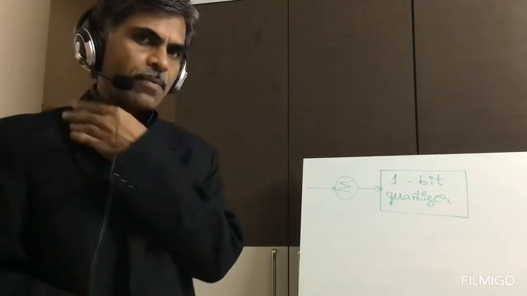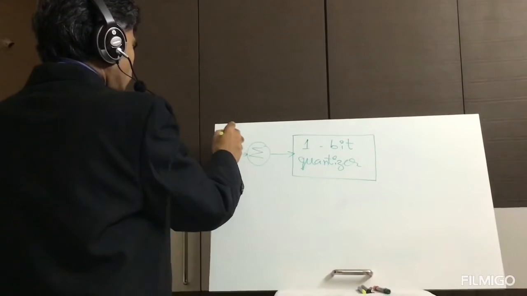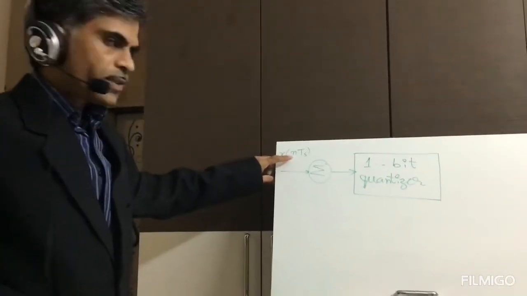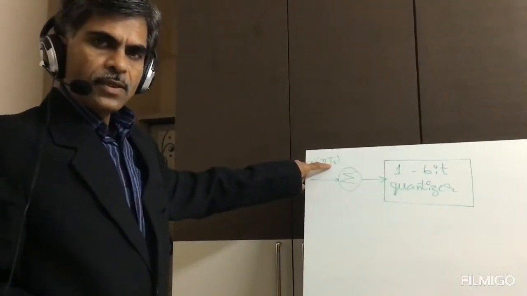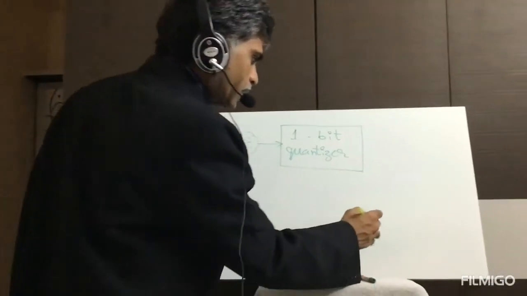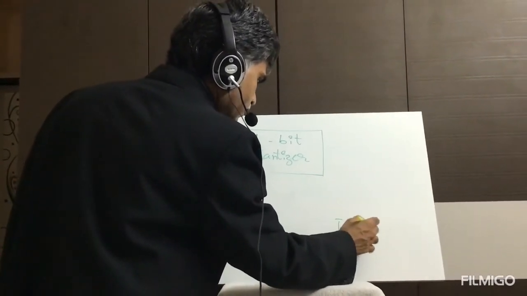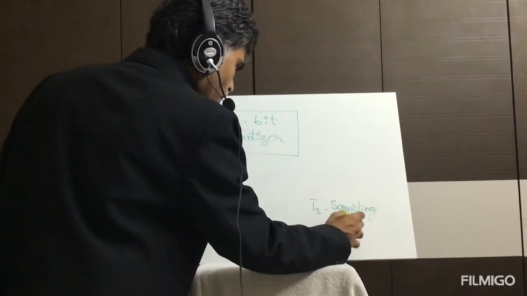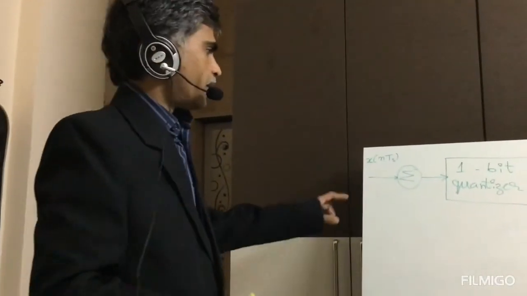the sequence of samples represented by x of nTs, where n represents the number of samples taken per second and Ts represents the duration of the sampling or sampling period. Here Ts stands for sampling interval or sampling period.